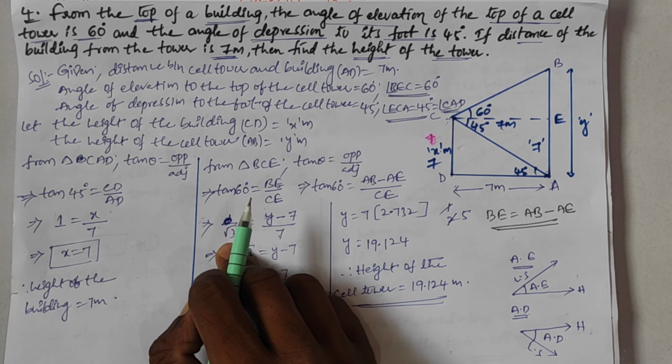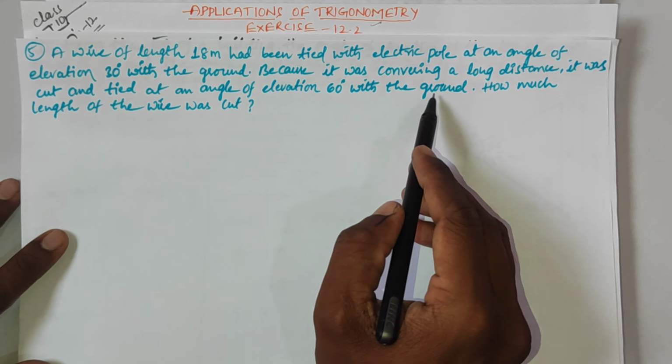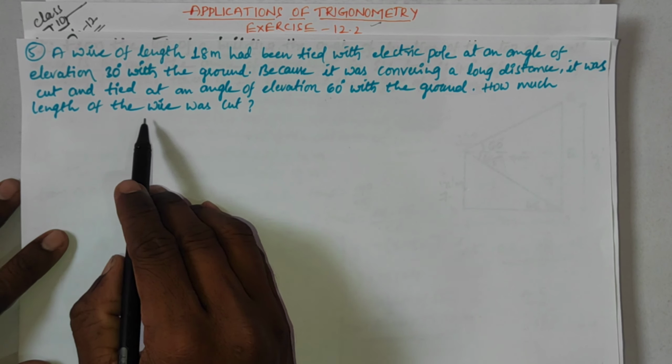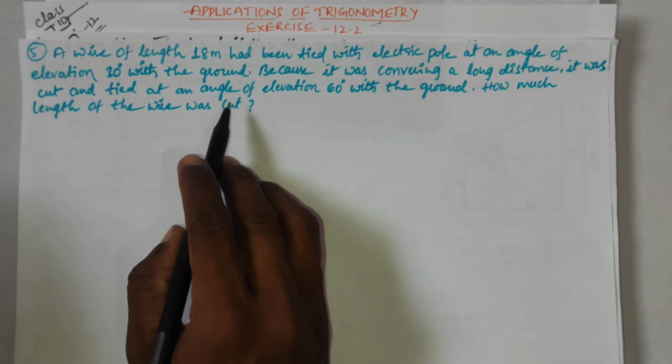Next, question number 5. Question number 5: a wire of length 18 meters had been tied with an electric pole at an angle of elevation 30 degrees with the ground. Because it was covering a long distance, it was cut and tied at an angle of elevation 60 degrees with the ground. How much length of wire was cut?